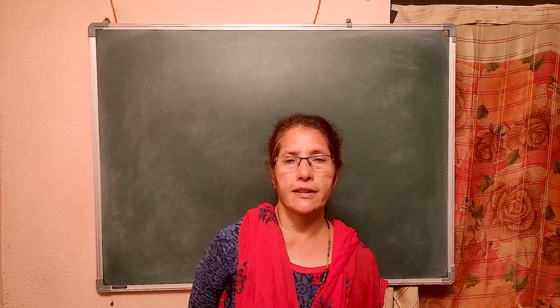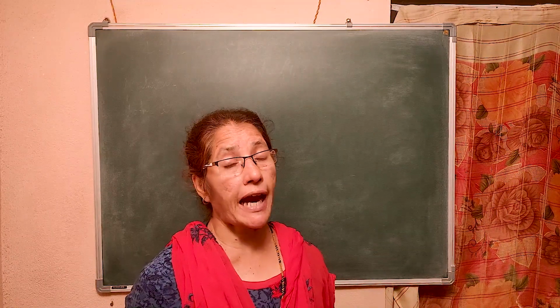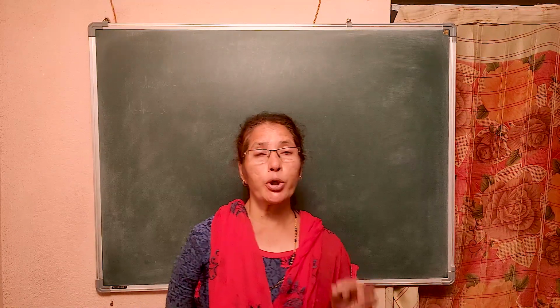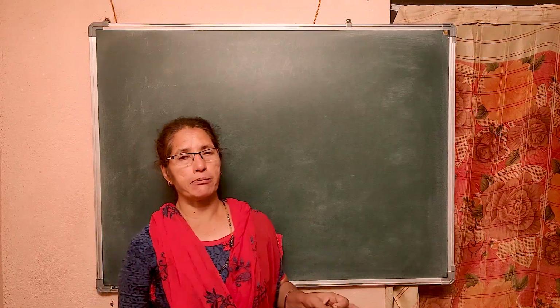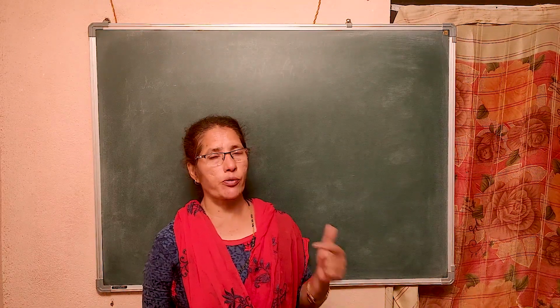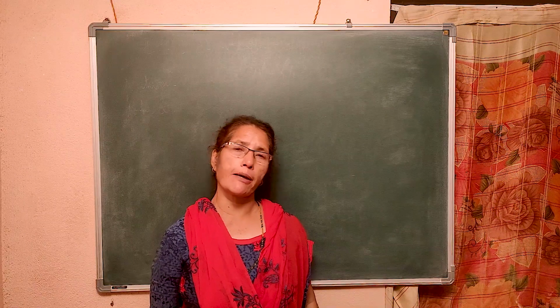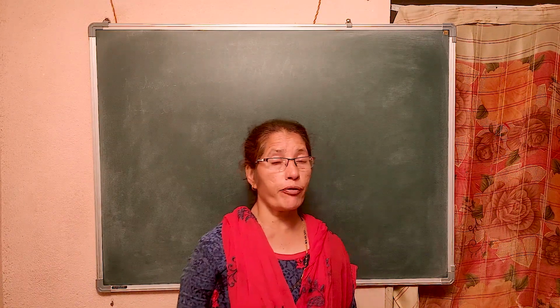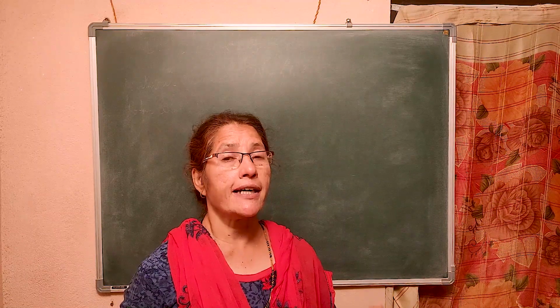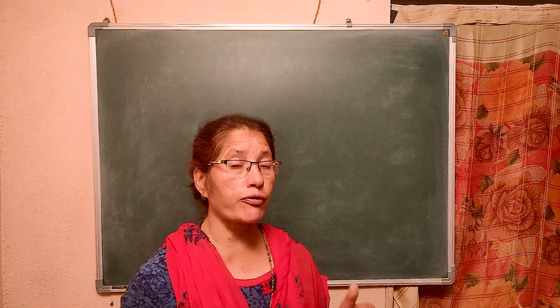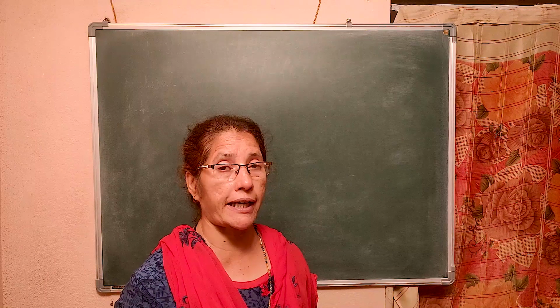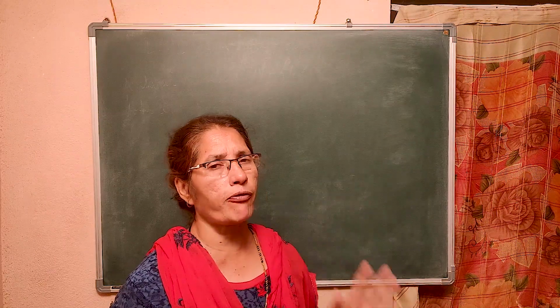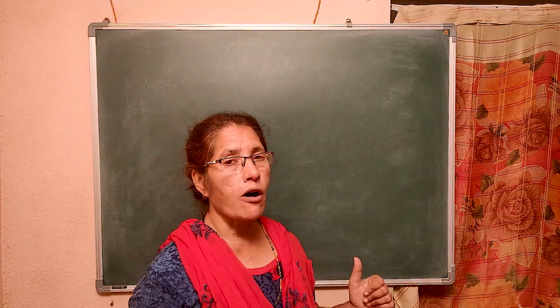Hello everyone. In the previous chapter, we studied how to locate an irrational number like square root of 2, square root of 3, square root of 5 on a number line. Before you locate an irrational number on a number line, you should understand the meaning of irrational number.